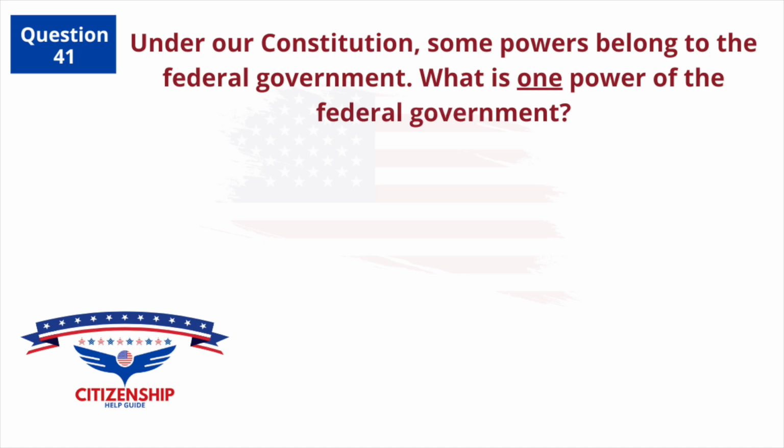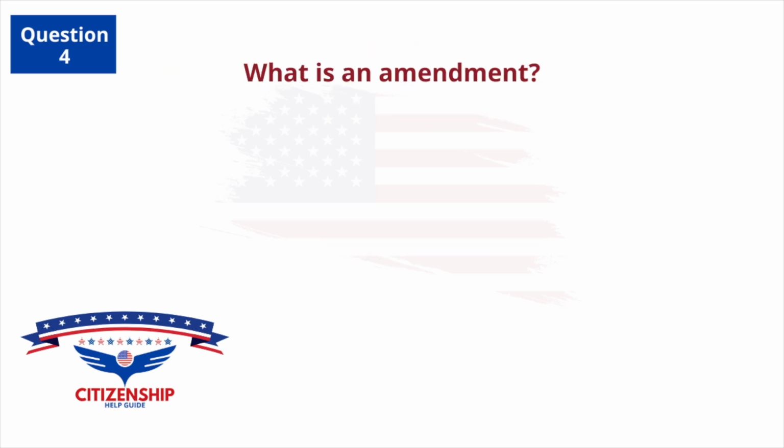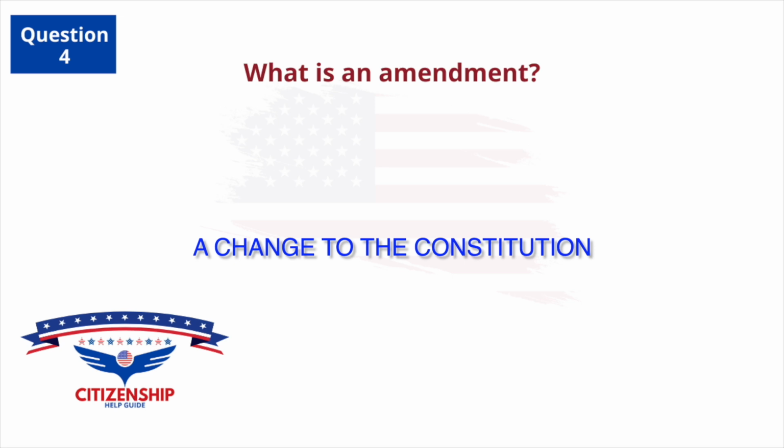Under our Constitution, some powers belong to the federal government. What is one power of the federal government? To print money. What is an amendment? A change to the Constitution.